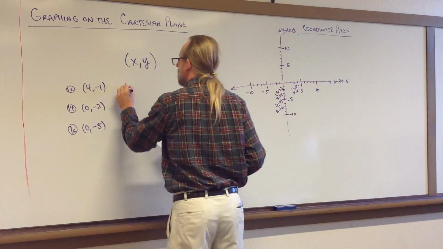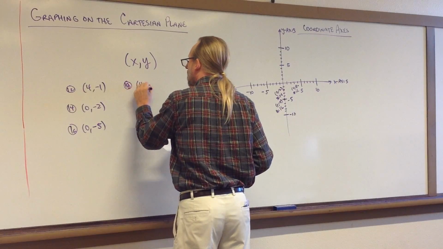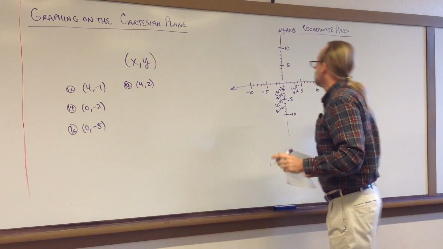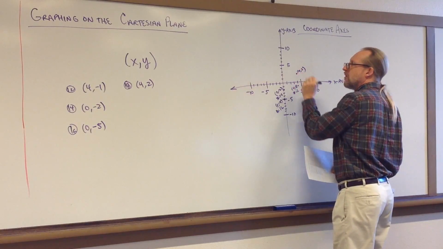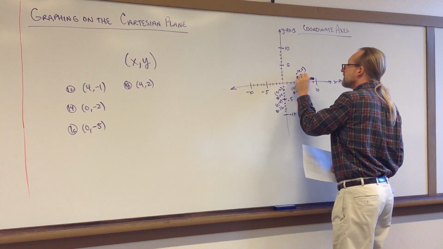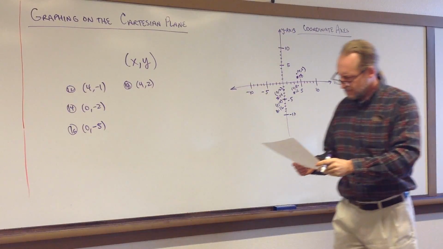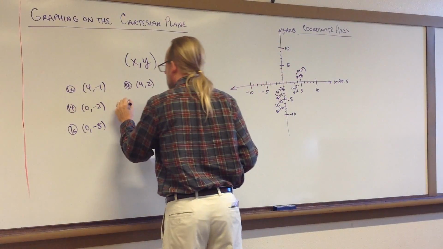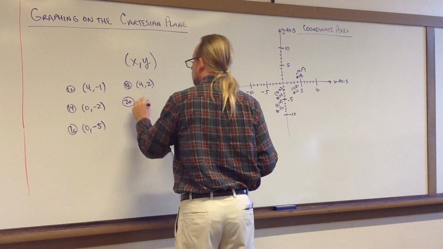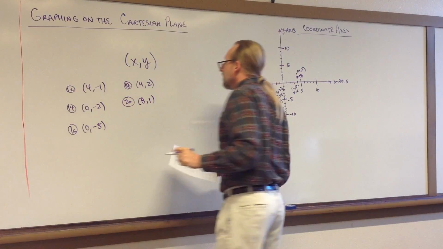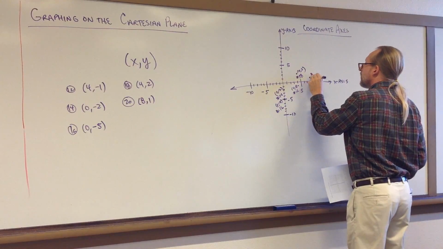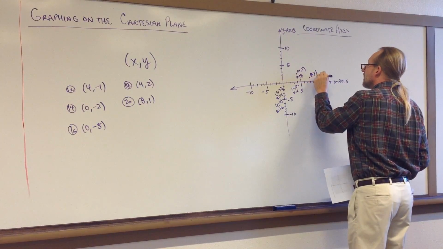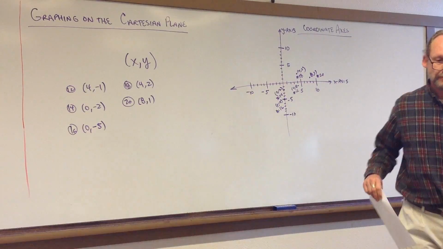Number 18 is the point 4, 2. So we go over to 4 and then go up 2. That's number 18. And then the last even problem here, problem 20. This is the point 8, 1. So we go out to 8 on the x's, up to 1 on the y's, and that's problem 20.